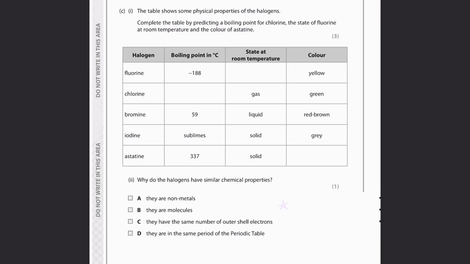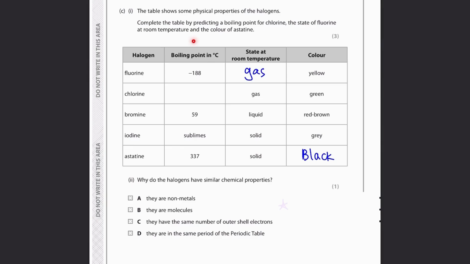Let's start with the colors because it's the easiest. Look at the colors going down. As you go down, you go from yellow to green to red-brown to gray. So what's the color trend? I would say it's getting darker, right? So what's darker than gray? It's got to be black, yeah? Same thing for this. Look at the trend. Let's go up this time because the top one is missing. So we're going from solid to liquid to gas. So what would you say this one is if you could keep up with the trend? It's got to be a gas as well, right? It's not going to go back into a liquid or a solid.